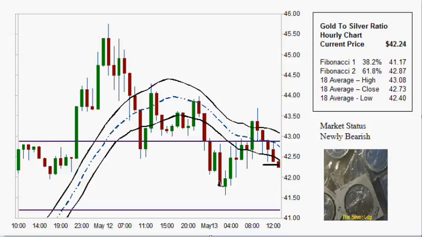I think a significant support level would be roughly here around 41 and 3/4. If it breaks below that, then you're heading down towards 41 and a quarter.